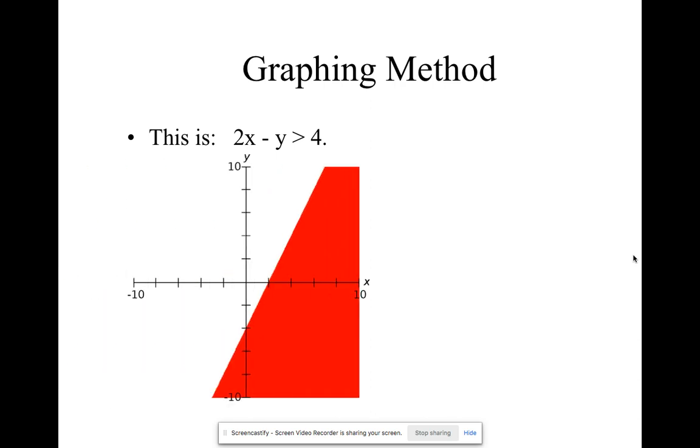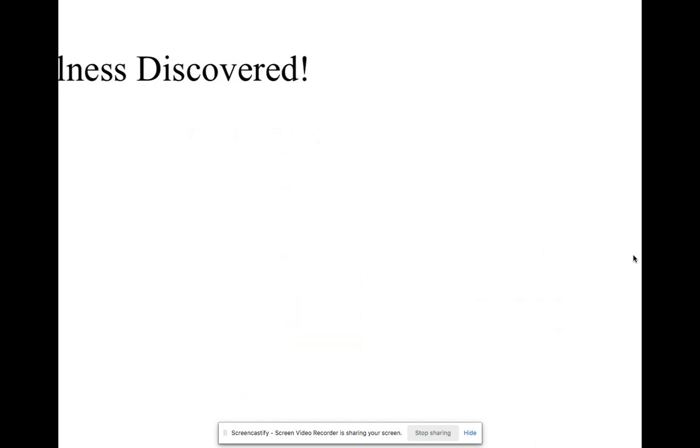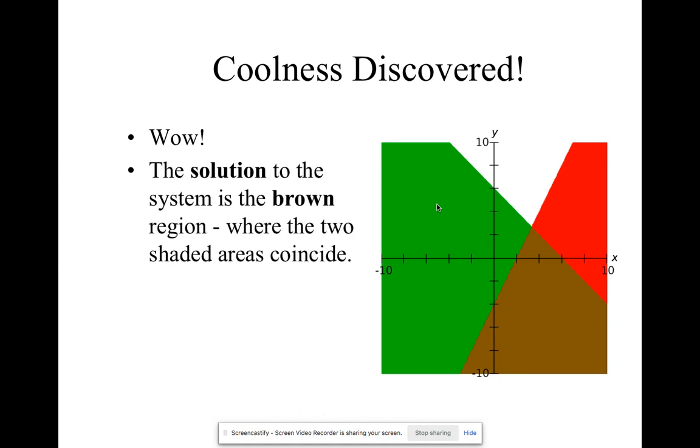When we set this up into y equals mx plus b form, you're going to change that sign, which means we're going to shade everything below, and we're going to have a negative 4. Now that we have our two graphs, what do we think is going to happen when we graph both of these inequalities on the same coordinate plane simultaneously? We are going to get something like this. The green is our first inequality, and the red is the second inequality. The solution to our two inequalities is the brown area. It's where the two inequalities collide.